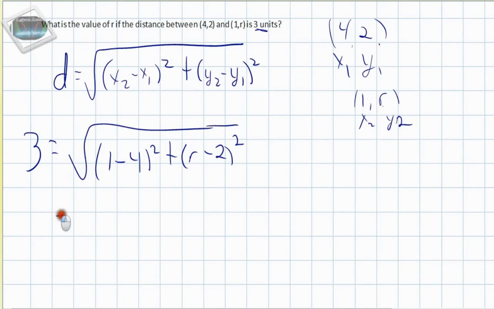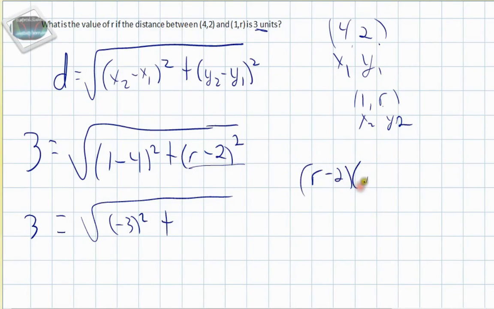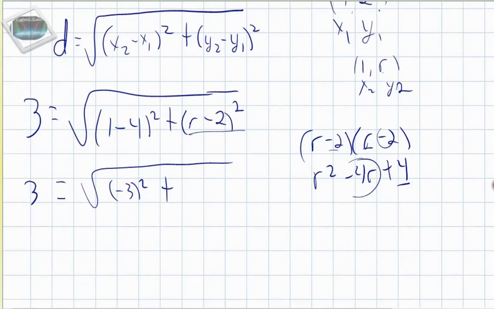Okay, so then that means that 3 is going to be equal to the square root of (-3) squared plus, and we can expand this. This is the same as saying (r minus 2) times (r minus 2). And when you have something like this, it's going to be r squared minus 4r plus 4. The last term gets squared, the plus 4, and then this part you double, okay? You'll start to see the pattern if you do enough of those. So here we have r squared minus 4r plus 4.